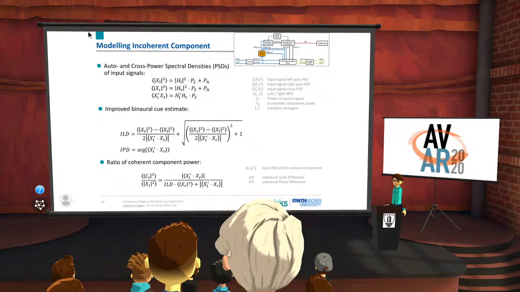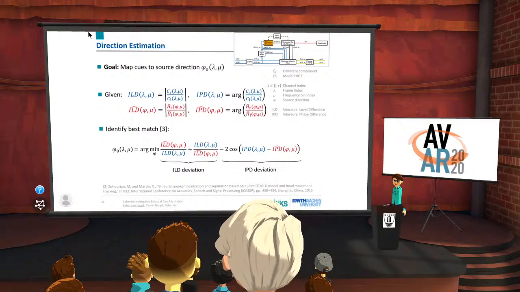And then from this and some assumptions that we make on the model, we can actually derive binaural cue estimates, so the relative transfer function between the coherent components, and also a quantity that will become important later on, and that's the ratio of the coherent component power. This gives us an idea of if the time frequency bin that we're seeing is dominated by, say, reverberation or maybe by direct sound. So much about the signal model. Let's now have a look at how the direction estimation works.